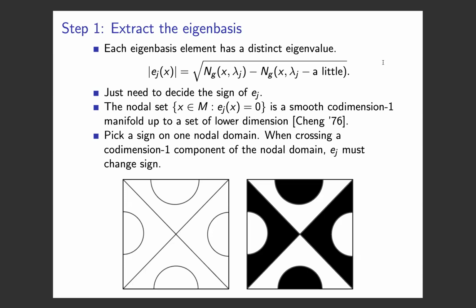So all we need to do is decide what the sign of EJ is, and actually all we do, perhaps to oversimplify it, is look at the nodal domains, take a nodal domain, give it a sign, and every time we cross the nodal set, we flip the sign. We continue until we've filled up the manifold and given EJ of X a sign at each point on the manifold. And that's really it. That's how we recover the eigenfunctions.